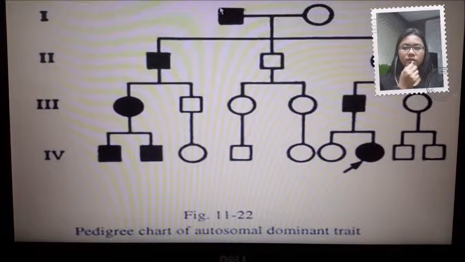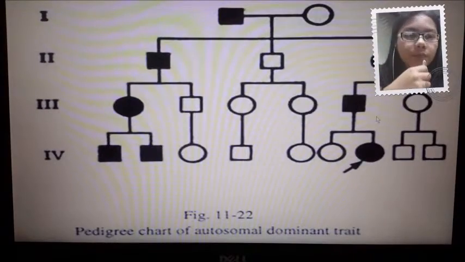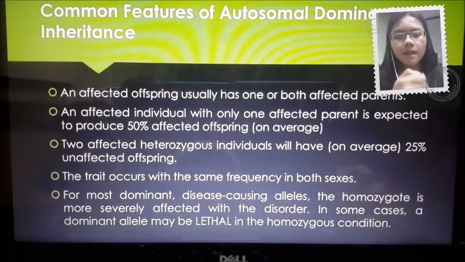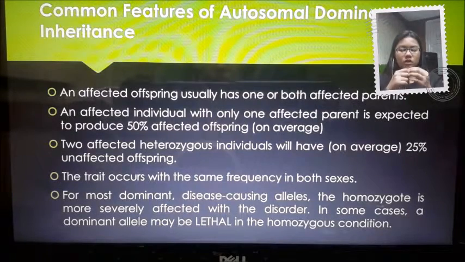From the first generation up to the fourth generation, each generation has affected, as you can see there, the dark shapes. They are the affected person with this autosomal dominant trait. So these are the common features of autosomal dominance.